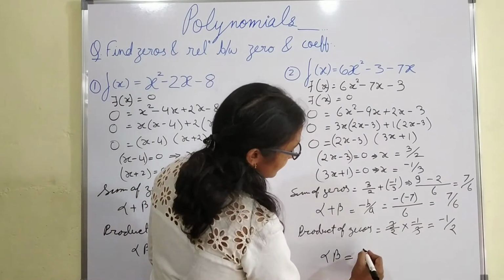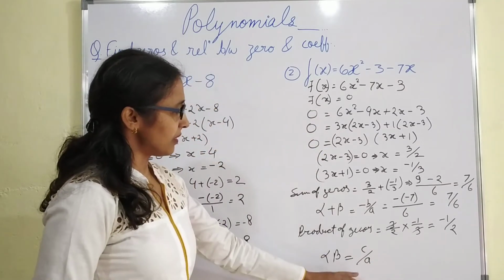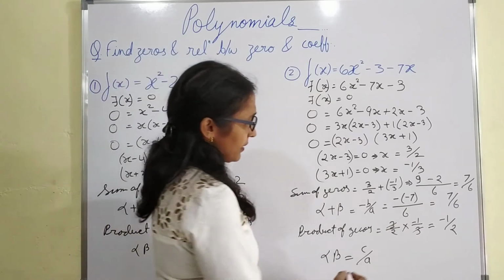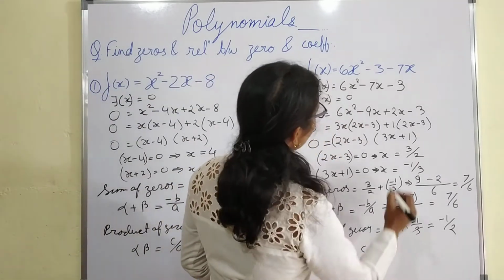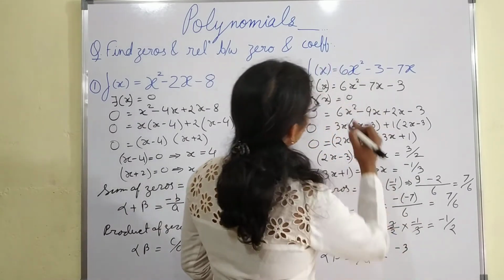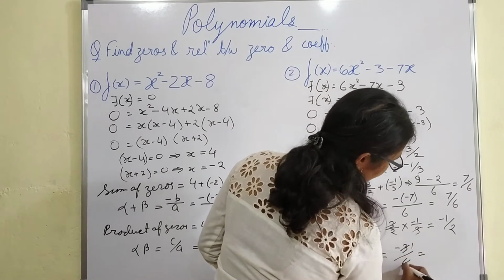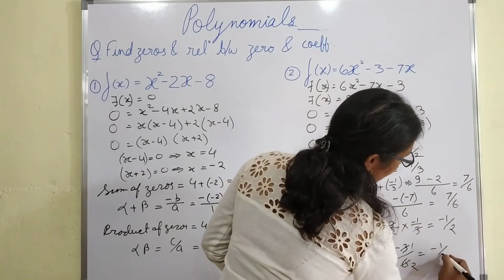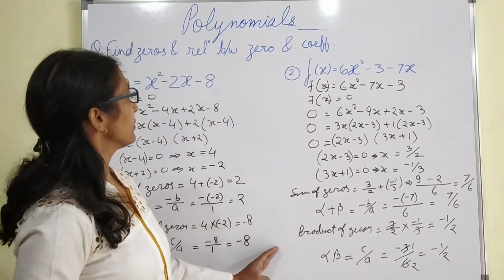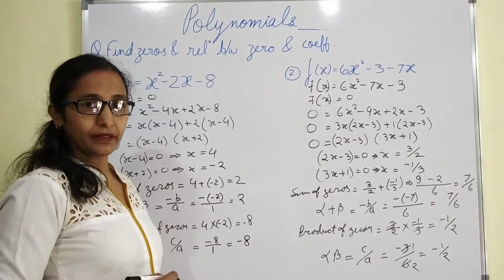Product of zeros is c upon a, that is c upon the coefficient of x square. So the value of c is minus 3 and the value of a is 6. So 3 ones are 3, 3 twos are 6, again it is minus 1 upon 2. Okay, so it was the relation between zeros and coefficients.